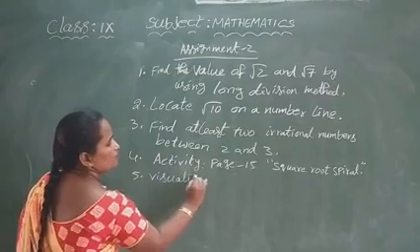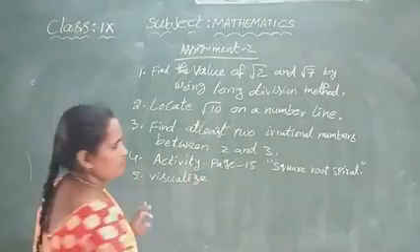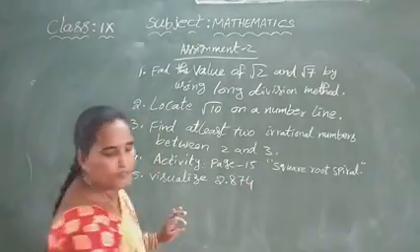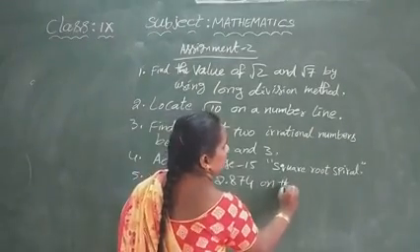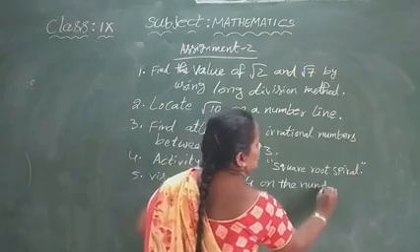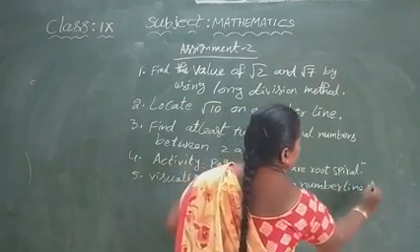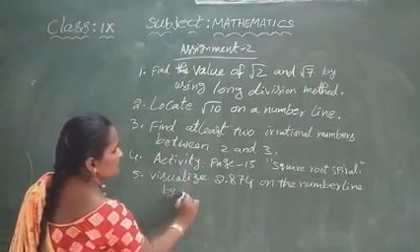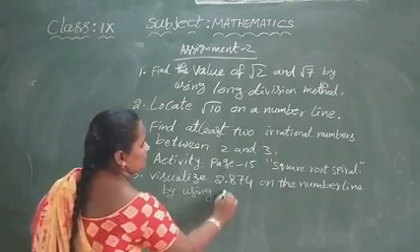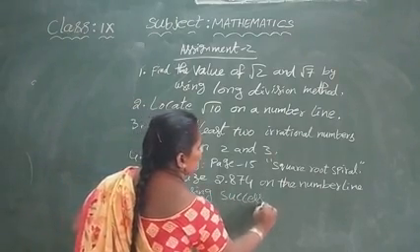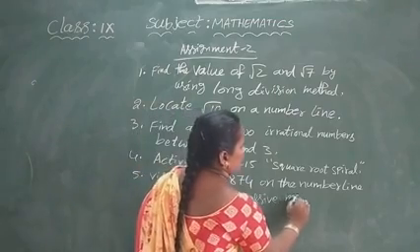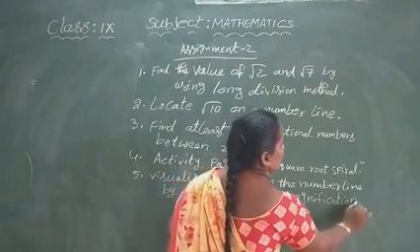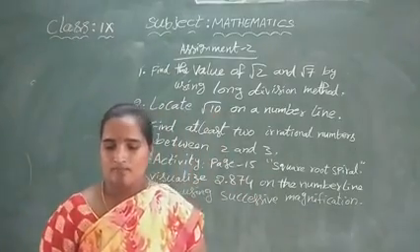Next, fifth one: visualize 2.874 on the number line by using successive magnification. Okay ma?